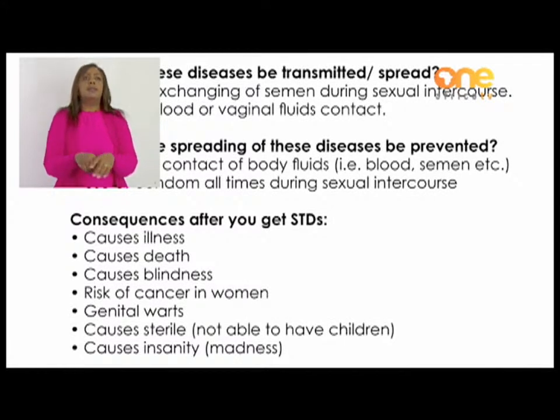Let's move on again. Let's now look at how we can prevent the spreading of these diseases. How can the spreading of these diseases be prevented? We can prevent the spread by avoiding contact with body fluids such as blood, semen, vaginal fluids, and many more. Another way of preventing the spread is by using condoms at all times during sexual intercourse, or to make it short, by condomizing.